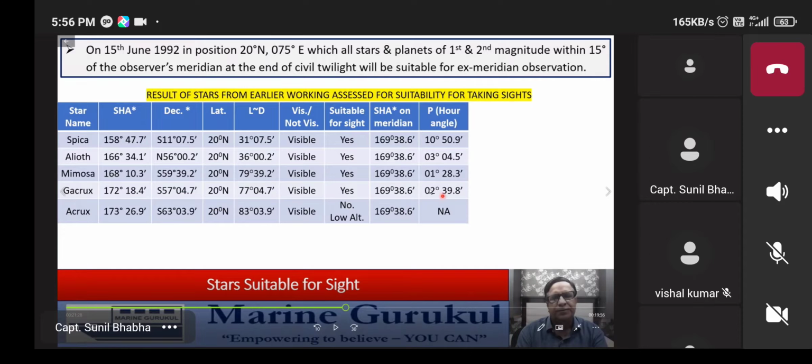Sir, that value for Gekrux is also coming, when we are subtracting it should be coming in minus, I think, before the meridian, no, sir? That's right, beta. It will come in minus, but here we are taking only the difference. So bigger minus smaller, plus or minus does not matter. Okay, sir. Right.